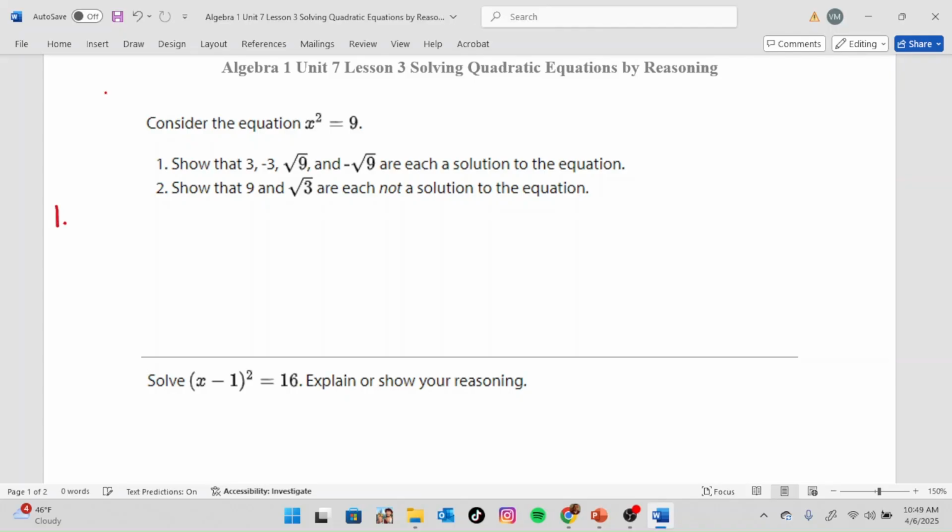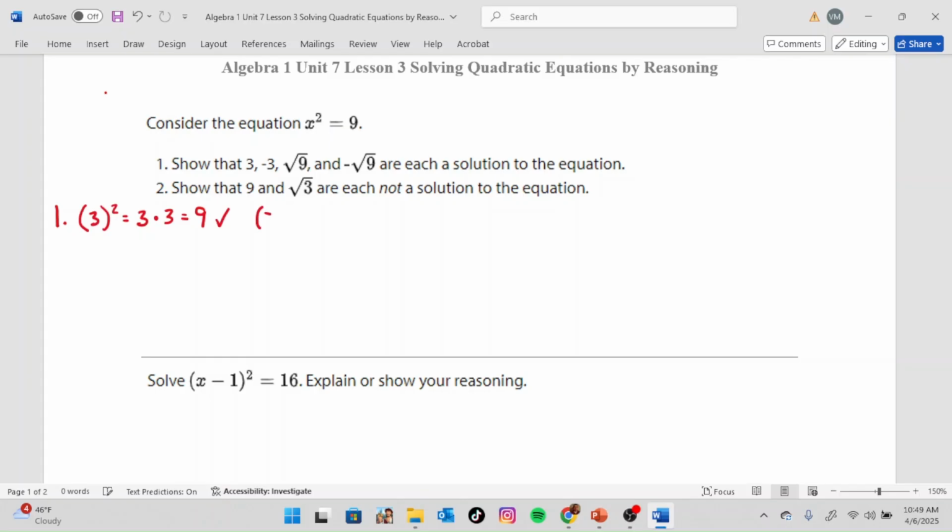So, when we say that we are squaring something, we are saying we are multiplying it by itself. So first we have 3 squared, which is 3 times 3, and 3 times 3 equals 9. So that's true.